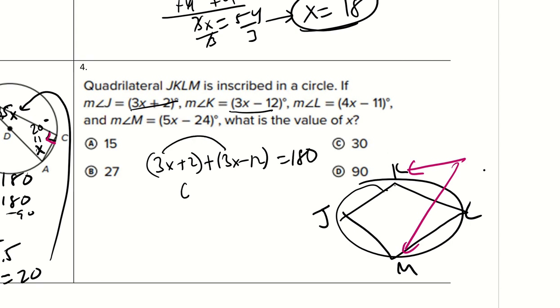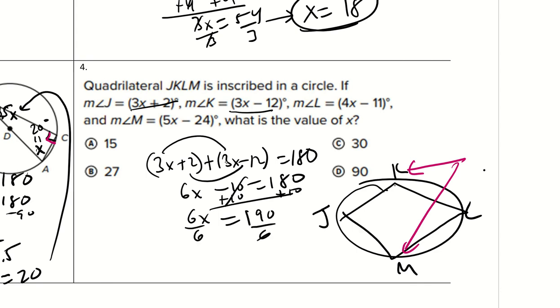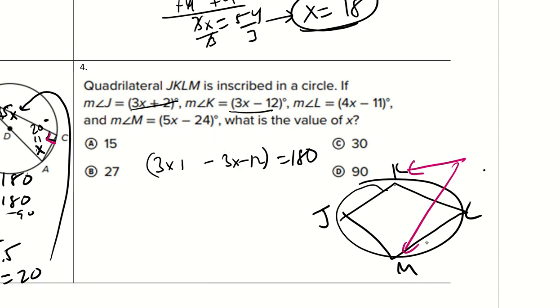And then solve. So we got 6x minus 10 equals 180. Move the 10 over. That's 190. Divide by 6. So x is equal to... hold on, let me make sure that the math is right here. Oops, I was trying to do K and M and I ended up doing K and J. I apologize. So I did K, which is 3x minus 12. I'm going to go back and erase this. That's what happens when I go a little too fast here.